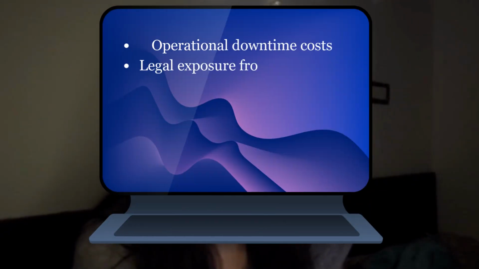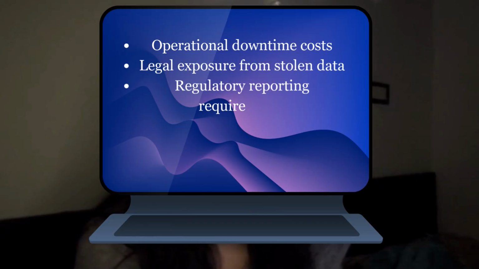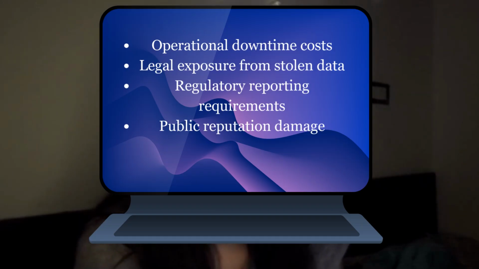Now you may ask, why do organizations end up paying in such stressful situations? Why don't they just recover the data from their backups? The reality is quite complicated. There are several factors such as operational downtime costs, legal exposure from stolen data, regulatory reporting requirements, public reputation damage. Ransomware today isn't just a technical event, it's a business crisis.